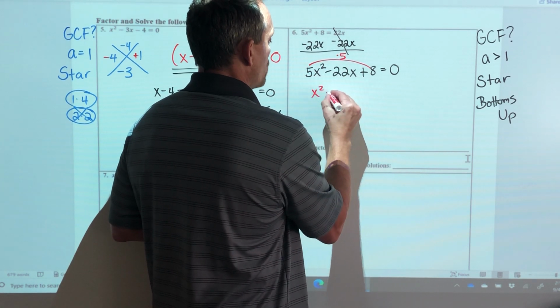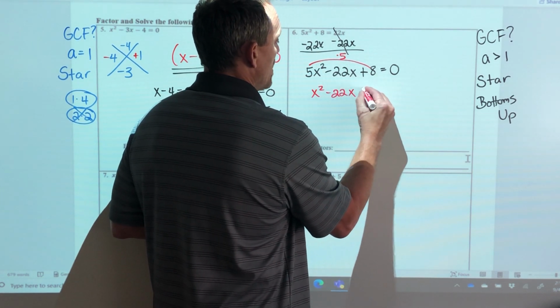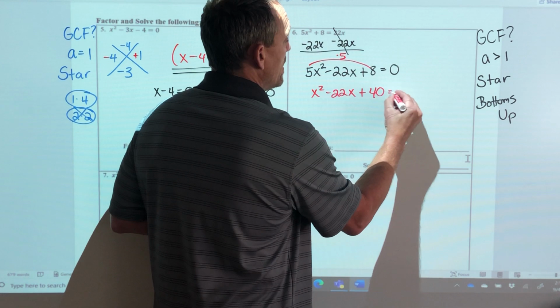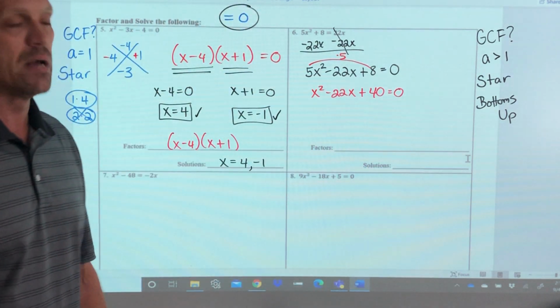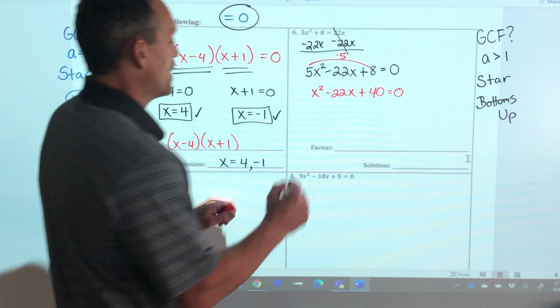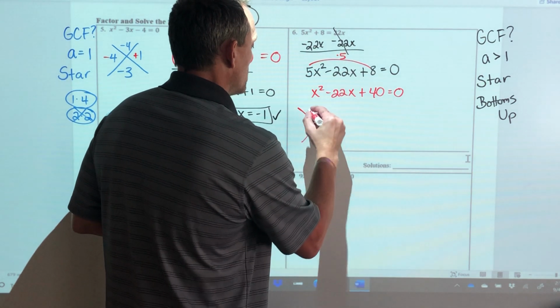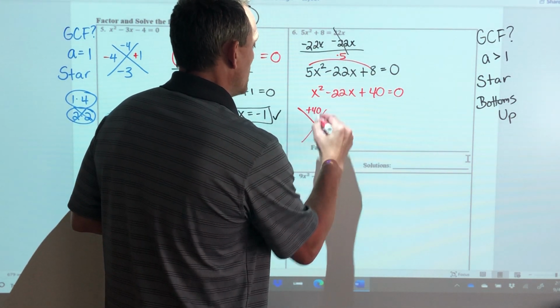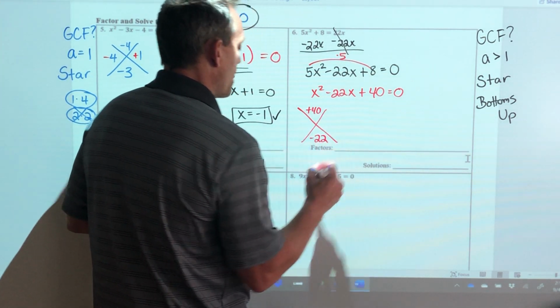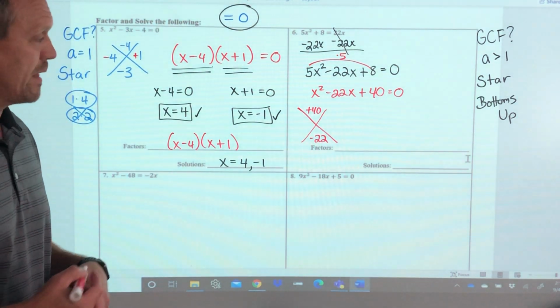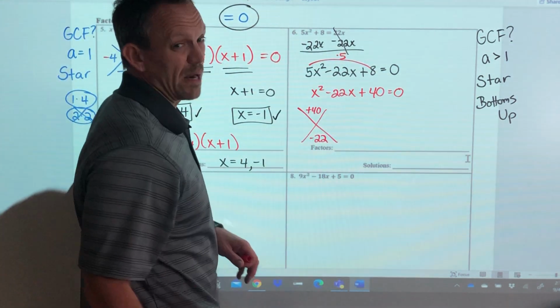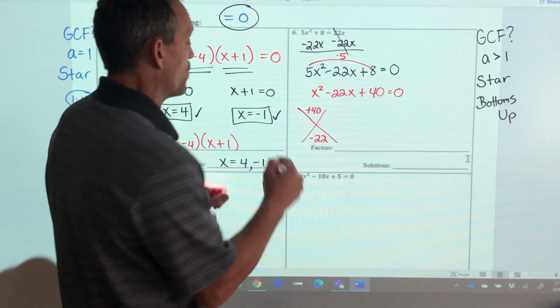We're going to end up with x squared minus 22x plus 40 equals 0. Wow, big number. But when we crisscross, positive 40, negative 22. Are there factors of 40 that can get me to 22? I'm not going to write them all out. At some point, you can do something for yourself.